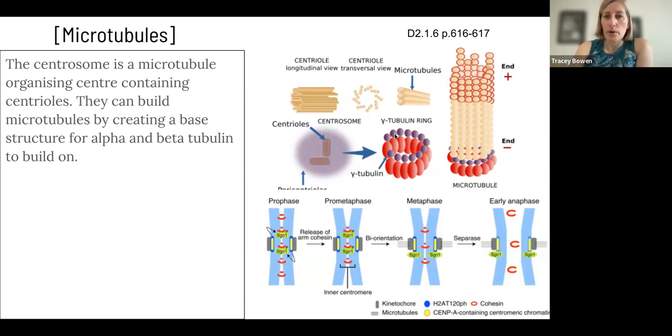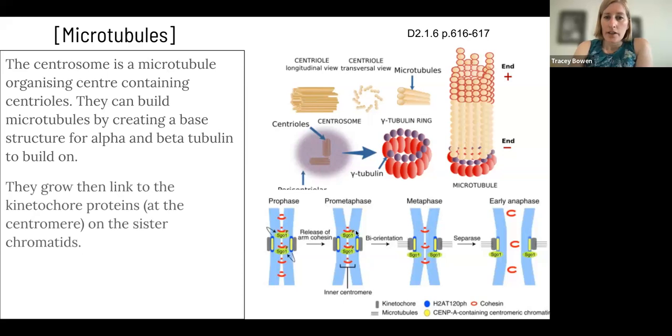And these are proteins, so they're going to form a ring-like structure onto these centrioles, and then it's going to connect to the kinetochore proteins at the centromere. So that's the connecting point where the sister chromatids are attached to one another.